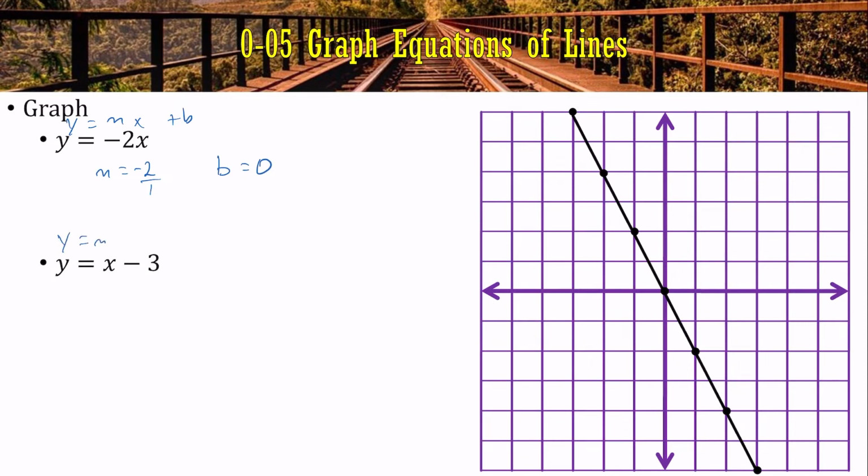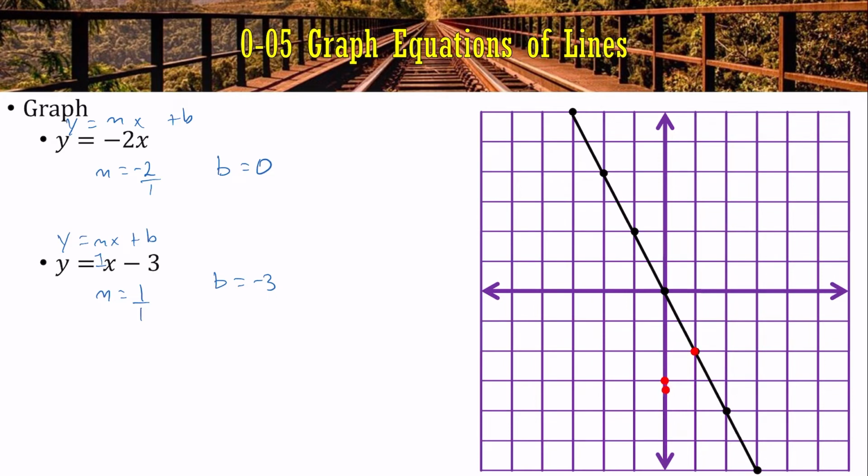Again, compare this to y equals mx plus b. You can see what's in front of the x. It's 1x. So our slope is 1, or 1 over 1, and our b is negative 3. We're going to start at negative 3 on the y-axis, the red dot. And since our slope is 1, we're going to go up 1 over 1 to the right.